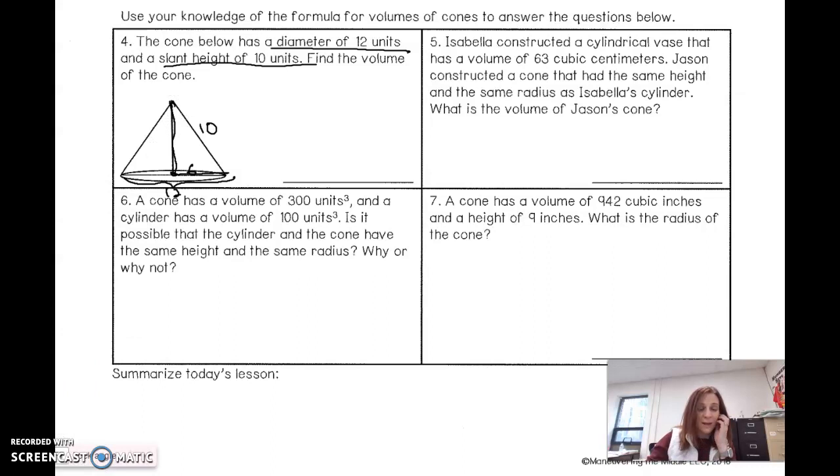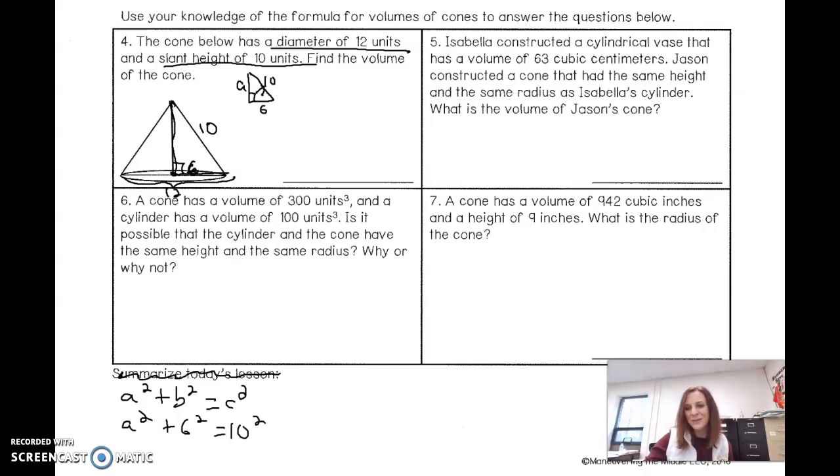But it's a right triangle. If I redraw it right here, this is a right triangle, and with a right triangle, I can find a missing side length using the Pythagorean theorem. So I'm going to use my Pythagorean theorem. Okay? So 10 is my C, because it's across from the right angle. So I'm going to say a squared plus 6 squared is equal to 10 squared.